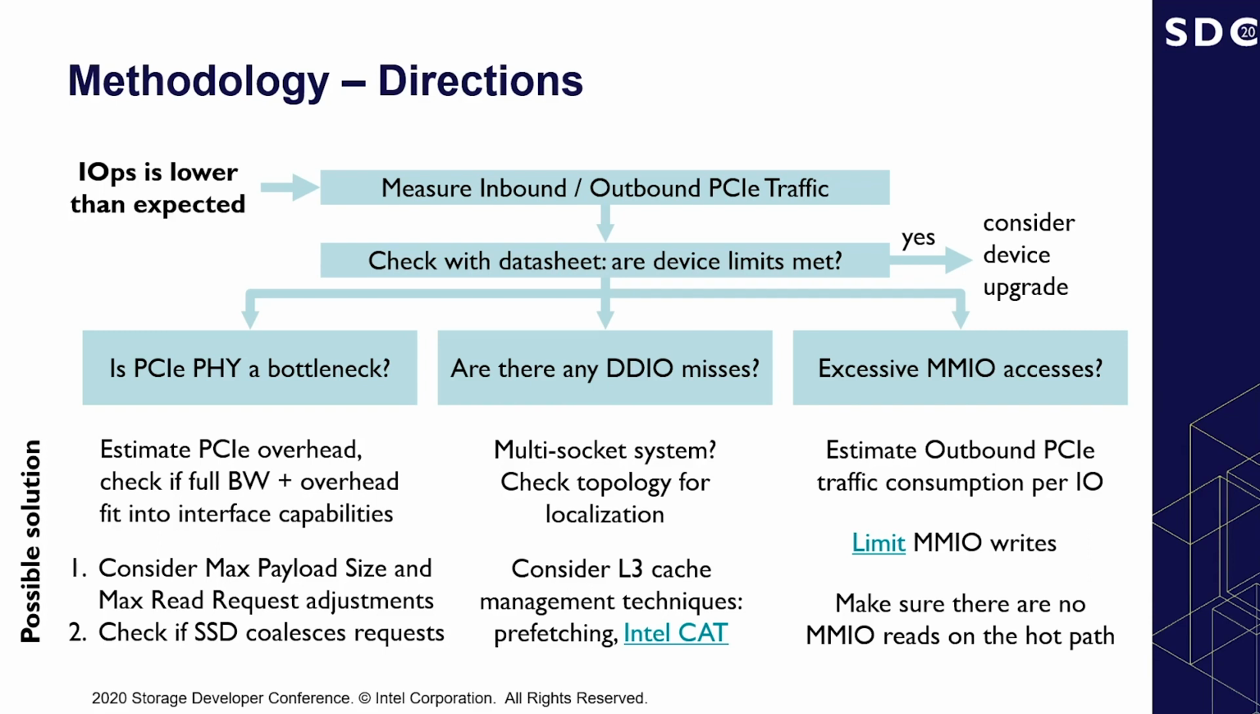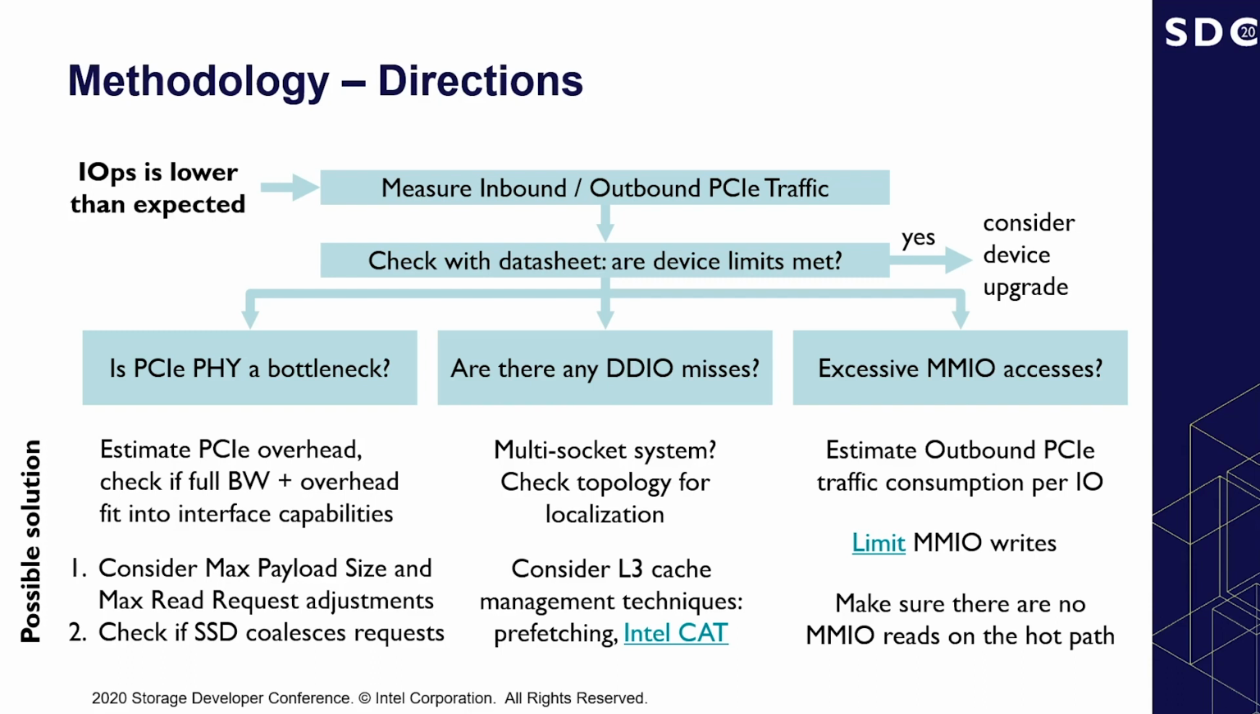The platform limits payload size, and this may lead to a similar situation, so the advice is to check the maximal payload size and maximal read request size to minimize TLP header overhead. A more advanced thing is to count full and partial cache line write requests on the platform side and check if a device coalesces small write requests.